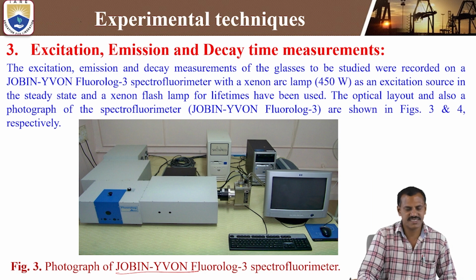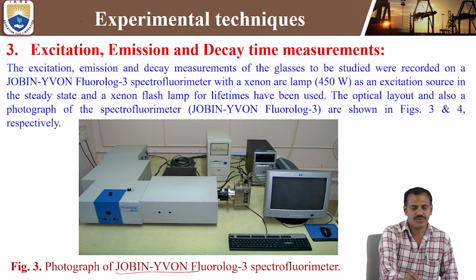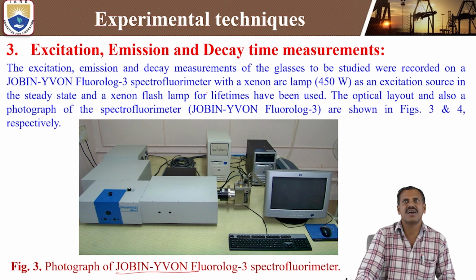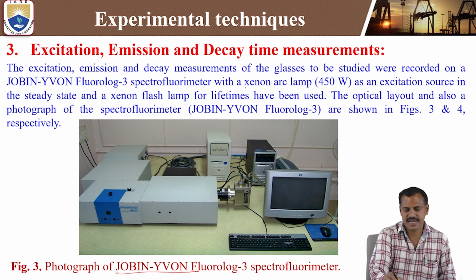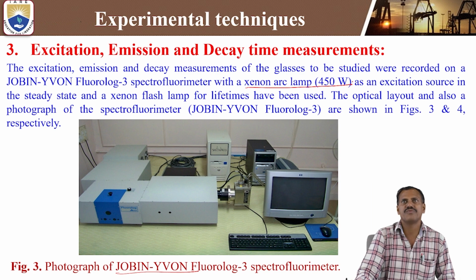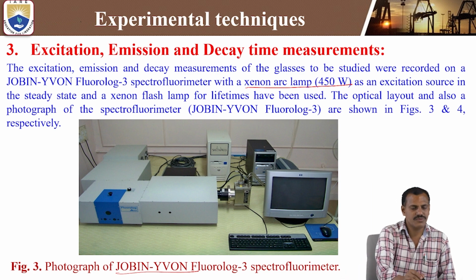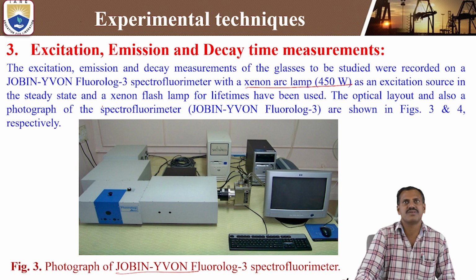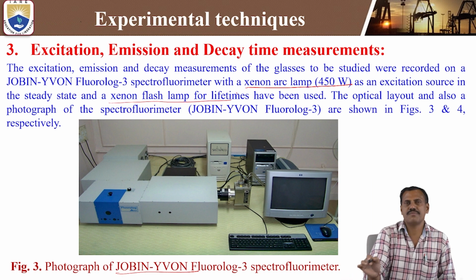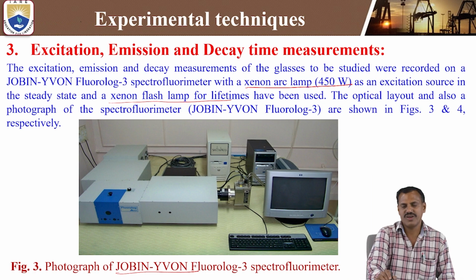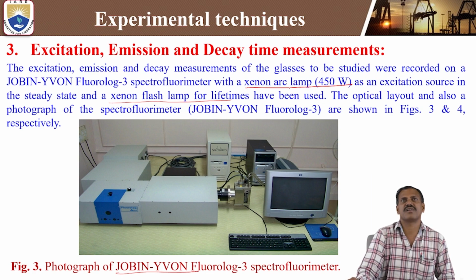The excitation, emission and decay measurements of the glasses to be studied were recorded on a Jobin Yvon Fluorolog-3 spectrofluorimeter with a xenon arc lamp. Here we use a 450 watt xenon arc lamp as the excitation source. A xenon flash lamp is used for the lifetime measurements, while the xenon arc lamp is used for measuring excitation and emission. These are the very important parameters in excitation, emission and decay time measurements.